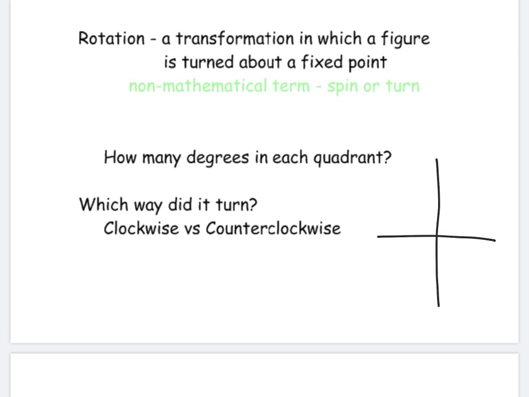coordinate plane or the graph, this is your y-axis, this is your x-axis. It's divided into 4 equal parts. And those two lines are perpendicular to each other because they form 90-degree angles. So there should be 90 degrees in each of the 4 quadrants. So if it goes 1 quadrant, that's 90 degrees. 2 quadrants, that's 180 degrees.